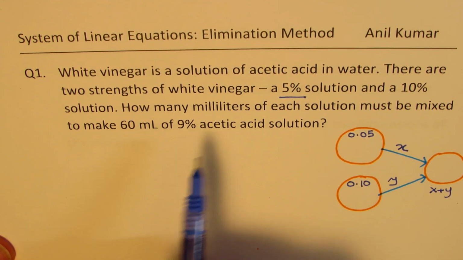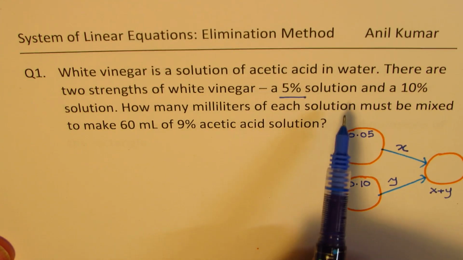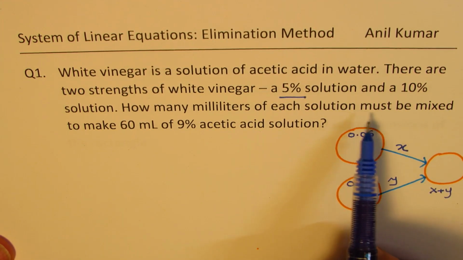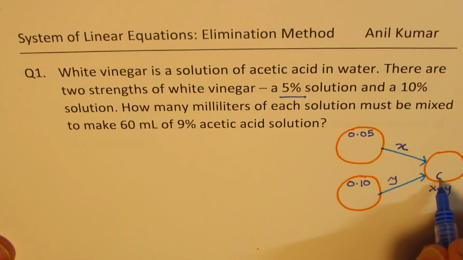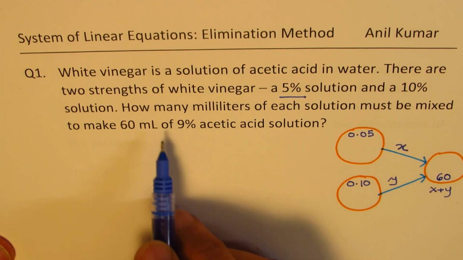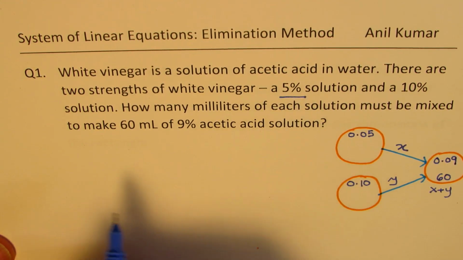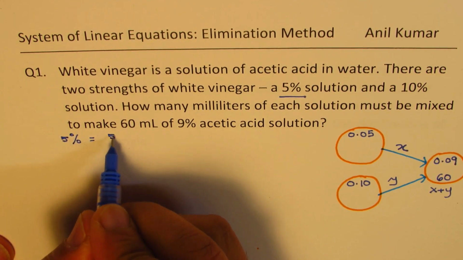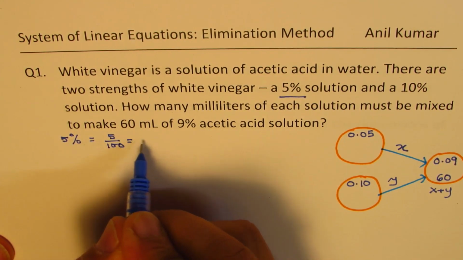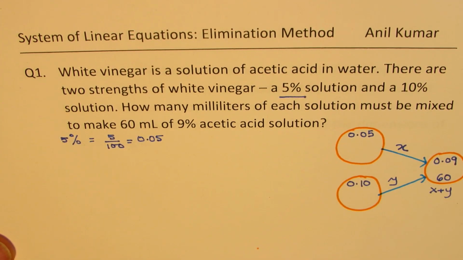We need to find how many milliliters of each, that is X and Y, must be mixed to make 60 milliliters. So we want this to be 60 milliliters of 9%. 9% is 0.09. Whenever we have 5%, it means we have to write 5 over 100, so that is 0.05, which I am writing here. I hope that is clear.